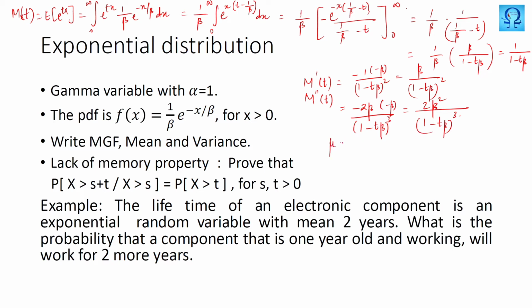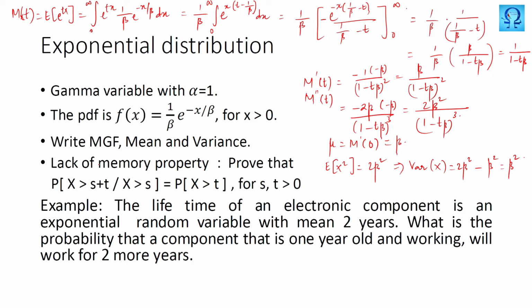So now our mean is M prime at 0, which is nothing but simply beta, and expectation of x square is 2 beta square, which is the second derivative at 0. Which implies the variance of x is 2 beta square minus beta square, which is nothing but simply beta square.